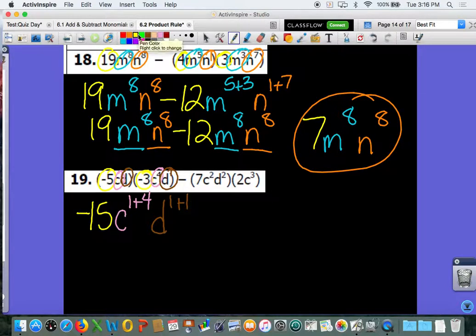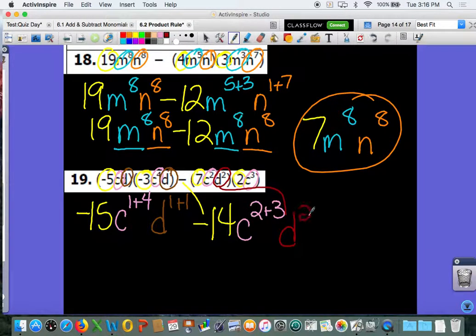Alrighty, go to my other side of my subtraction sign. Bring down the subtraction sign. Don't just leave it. Don't forget it. So I've got 7 times 2. That's 14. Alright, cool. So I've got C squared and C to the 3rd. Since I'm multiplying them, I'm going to add their exponents. C to the 2 plus 3. And there's nothing else to multiply D squared by. That's okay. I'm just going to bring it down. Don't do anything else to it.